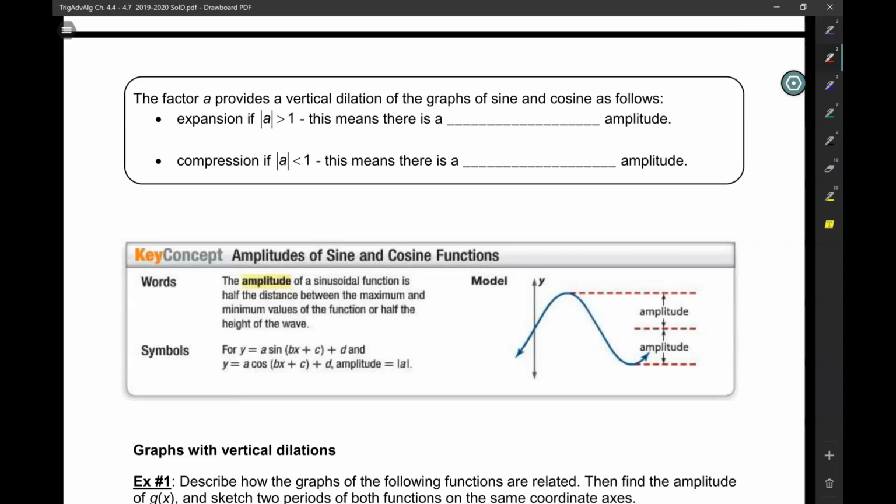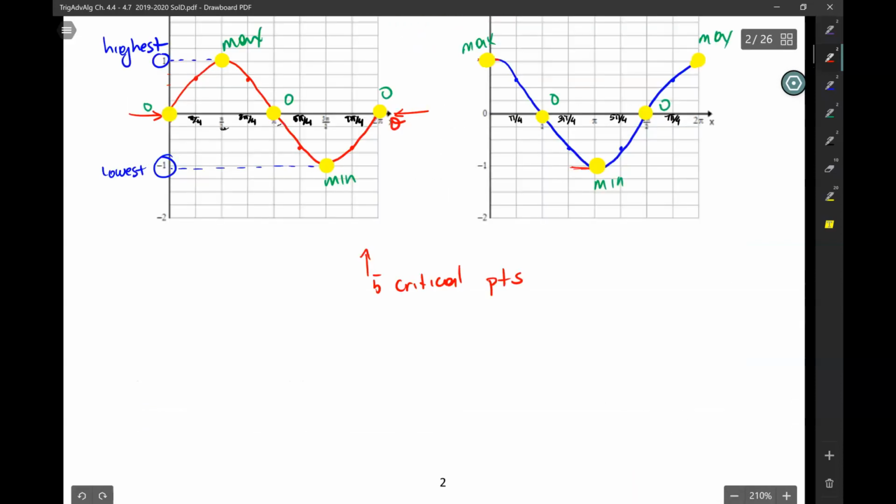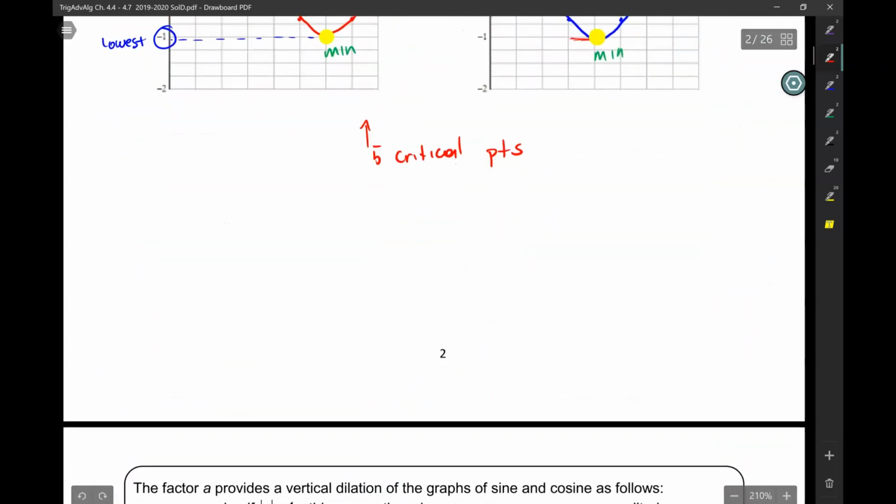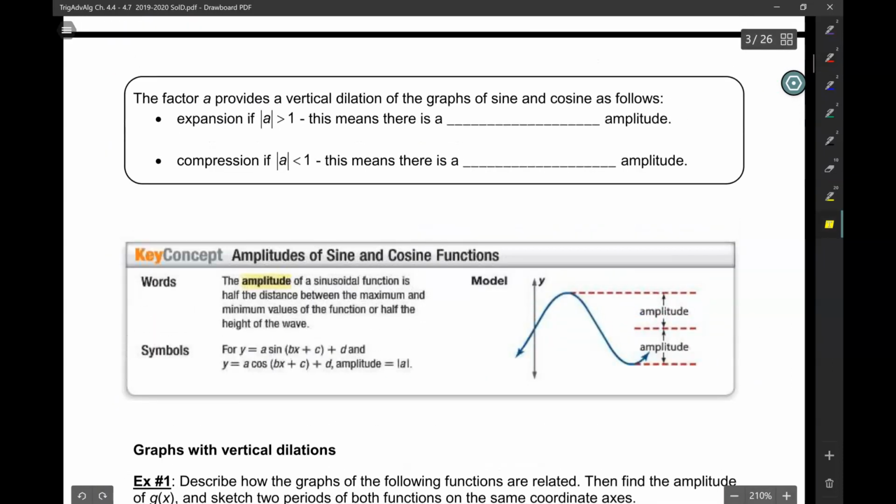Now, remember how we said in the equation you had A, B, C, and D, and each one of them did something? Well, we're going to first start talking about the factor A. The factor A provides a vertical dilation. Basically, that is a vertical stretch. So the highest point goes higher and the lowest point goes lower.